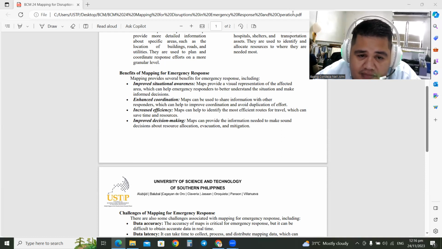Second would be benefits for mapping emergency response, enhanced coordination, no? Maps can be used to share information with other responders, which can help to improve coordination to avoid duplication of effort. For example, maps are meant to be shared, di ba? Kung if we are to mention again the mining maps underneath the ground, di ba? So katong mapa di ra gid na makit-an didto sa ilalom sa mining area.